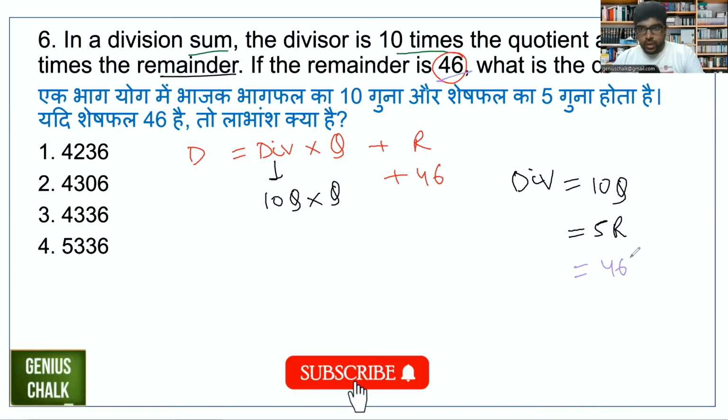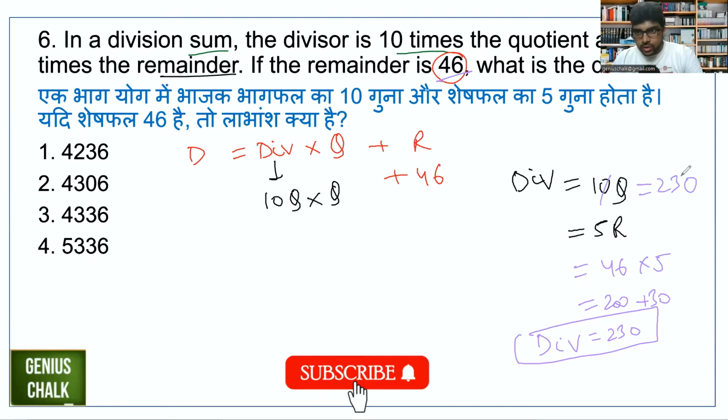5 times the remainder means, the remainder is 46, so what is 5 times it? 40 into 5 is 200 and 6 into 5 is 30. That is 230. That means, guys, my divisor is 230. Now, if the divisor is 230, if I place it here, can I get the quotient? Yes. So this is 10, 10 multiplied, divided, cancelled.